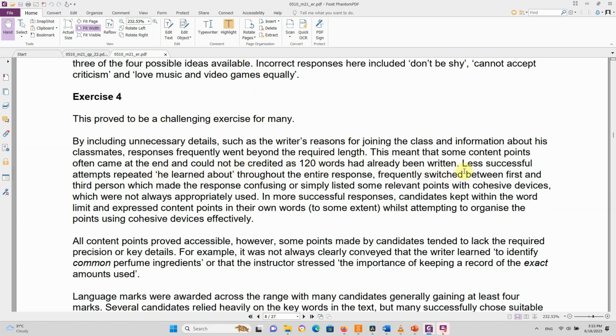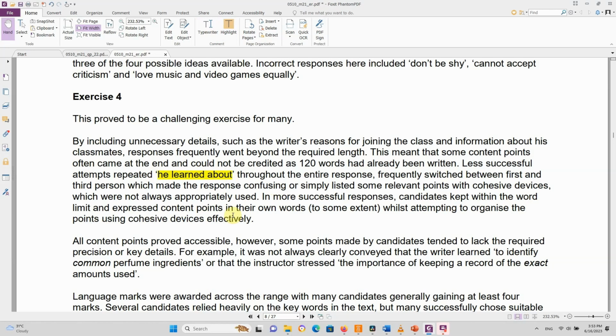Responses frequently went beyond the required length. This meant that some content points often came at the end and could not be credited as 120 words had already been written. So some students were able to find content points, but they wrote them after the 120th word. Therefore, these points were not credited. Less successful attempts repeated "learned about" throughout the entire response. Also, this is something not good. Try not to repeat the same structure.